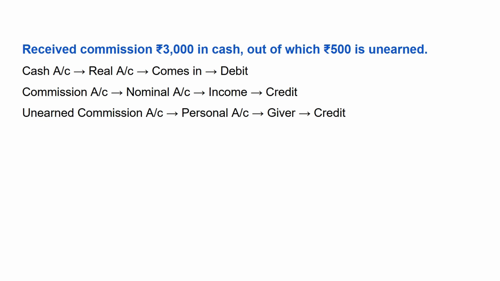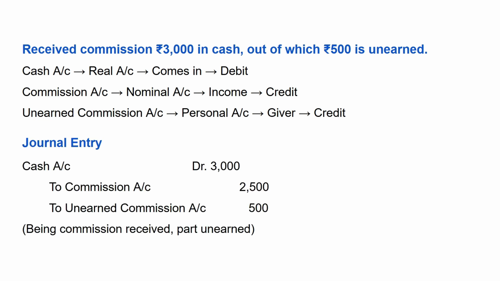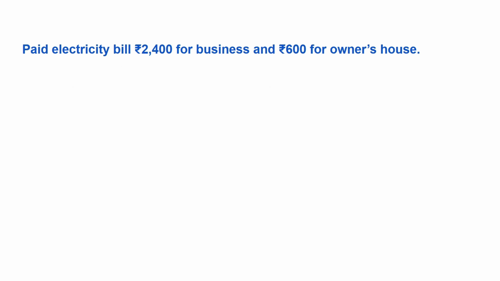And the journal entry is cash account debit 3,000 rupees to commission account 2,500 to unearned commission 500 rupees. And the narration is being commission received, part unearned. Here cash is received, so cash comes in, and commission earned is income, so it is credited. And unearned commission is income received in advance, so it is treated as a liability. So it is a personal account. Next, paid electricity bill 2,400 for business and 600 for owner's house.